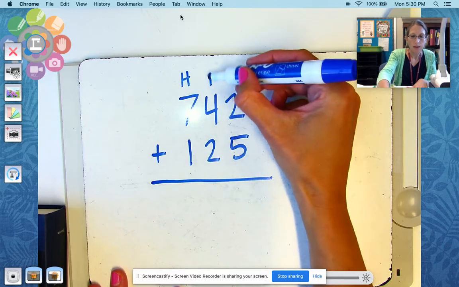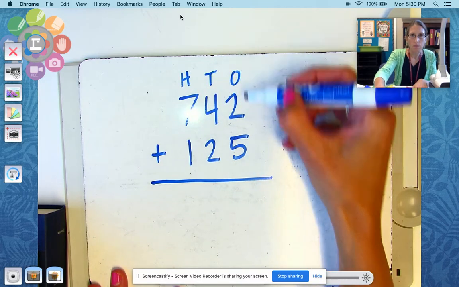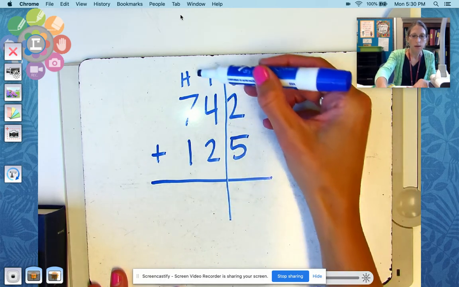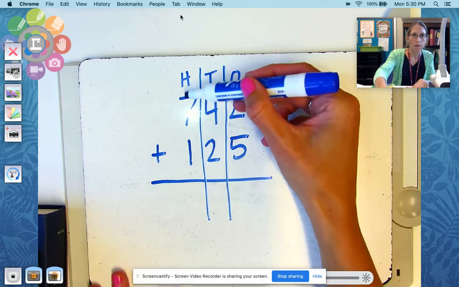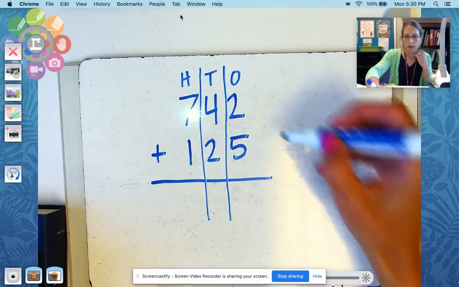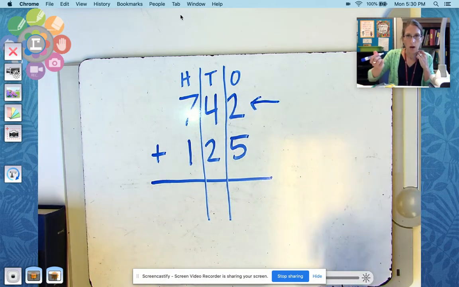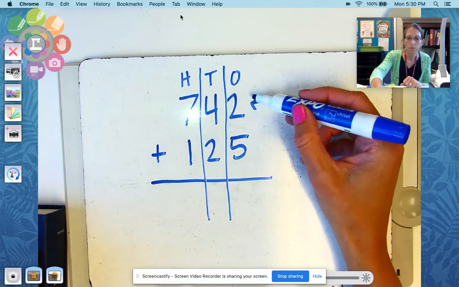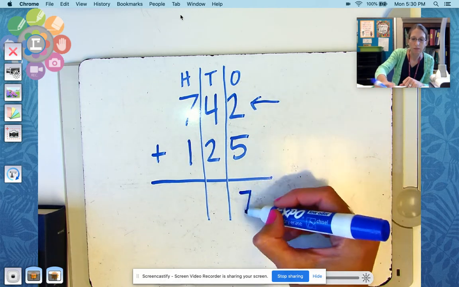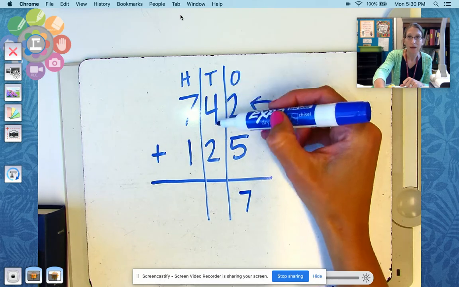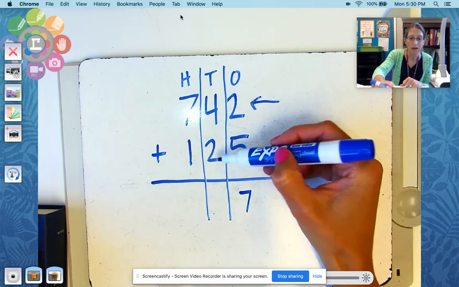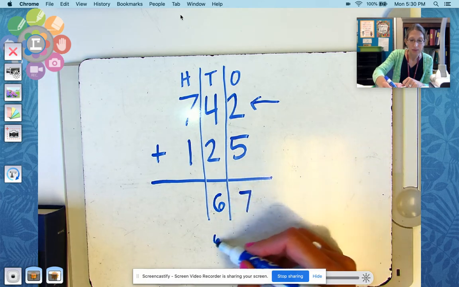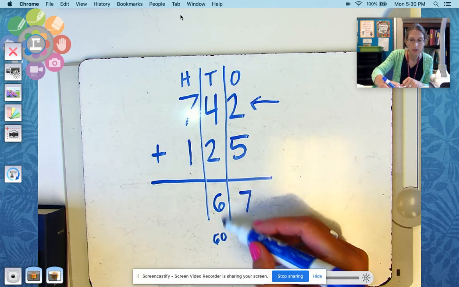And then I kind of like to label them sometimes. So I really make sure that I've got all my ones and my tens, and there are my hundreds. All right. And we always start in the ones place. We always start at the top. 2 plus 5 is 7. Let's move over to our tens place. 4 tens plus 2 tens makes 6 tens. And 6 tens is actually the same as 60, right? So this is actually 60.